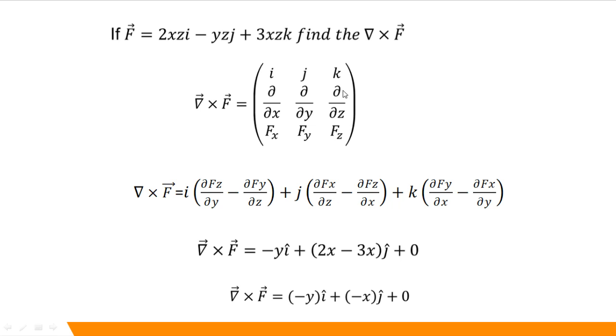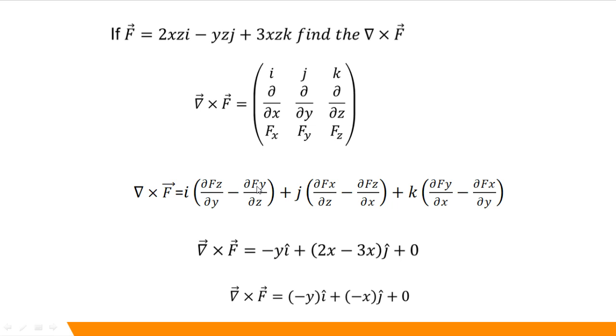And then k (del F_y by del x minus del F_x by del y). So this is the term. Now take one by one. First term, del F_z by del y: F_z is 3xz, but differentiate with respect to y. Okay, differentiate with respect to y.